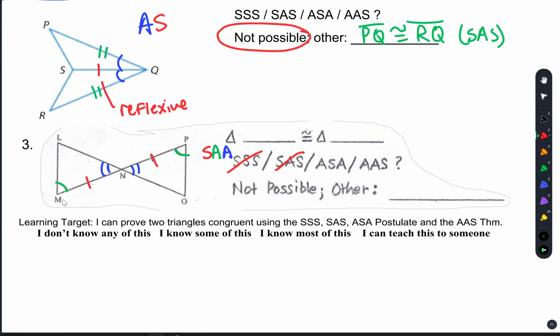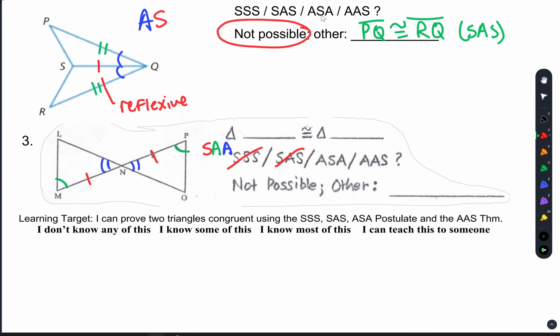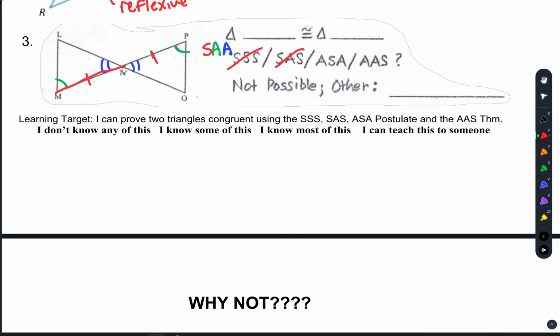Casper? ASA. We see that side is sandwiched in between my 2 angles. So this is ASA. If I start with, let's go LMN, what's my other triangle? How would I name my other triangle if I go LMN? Casper? OPN. Perfect. Questions on this?